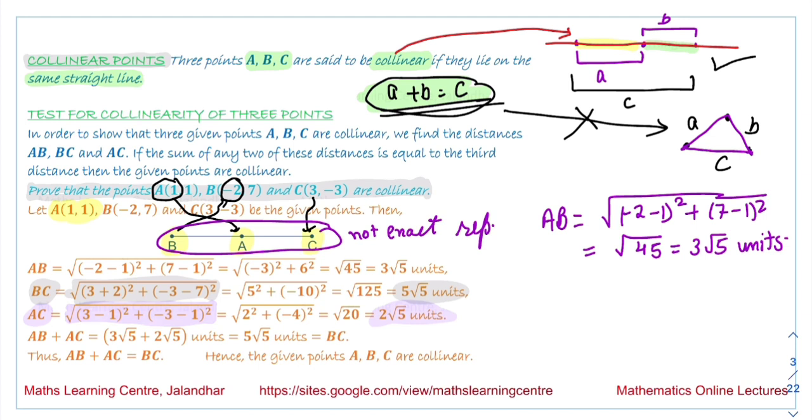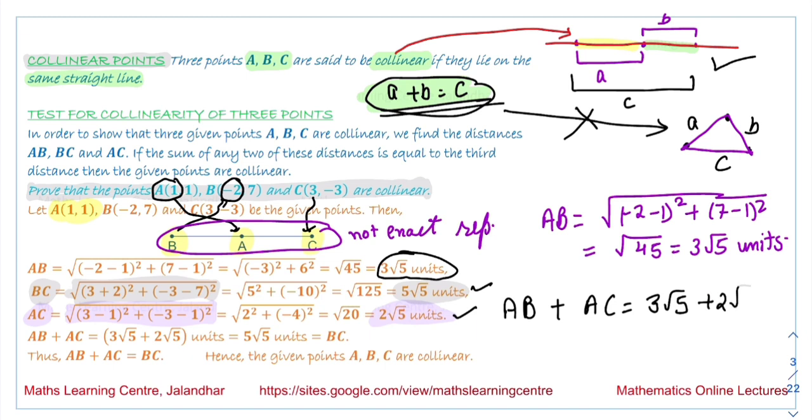Now from these three values, 3 root 5, 5 root 5 and 2 root 5, we write AB plus AC is equal to 3 root 5 plus 2 root 5. The answer is 5 square root 5 units, and this value is equal to the distance between B and C. So AB plus AC is equal to BC. Hence the given points A, B, C are collinear.